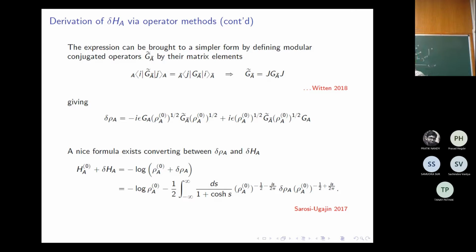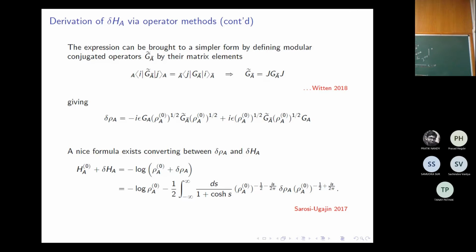And then we borrow a formula from Sarojugajin's paper, which basically is an expansion of the logarithm. So they used the primary definition of HA. So HA is minus log rho. And then you expand both sides in epsilon. And to first order, for example, you can write that HA minus HA0 basically becomes the second term here. The middle expression that is written there is also the matrix version of the matrix element.